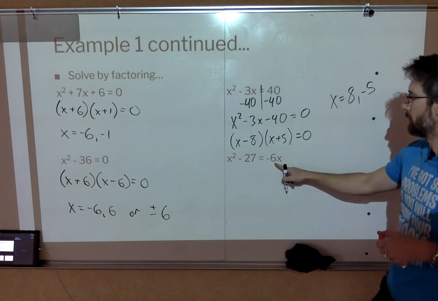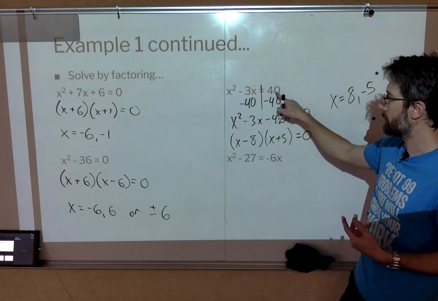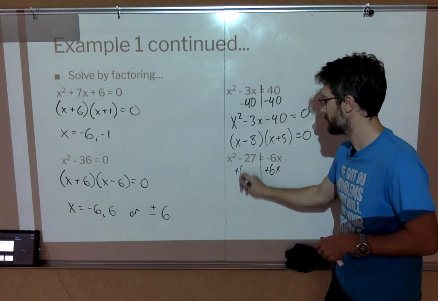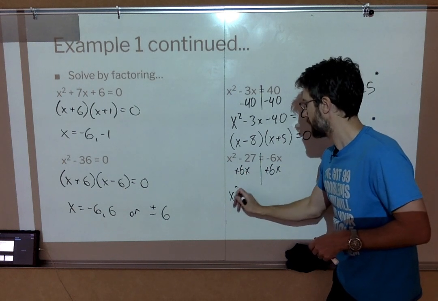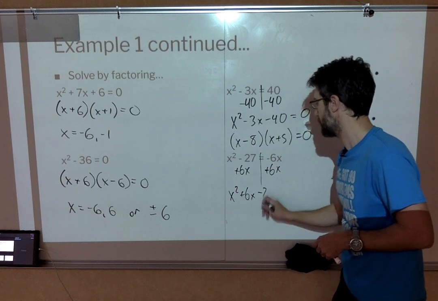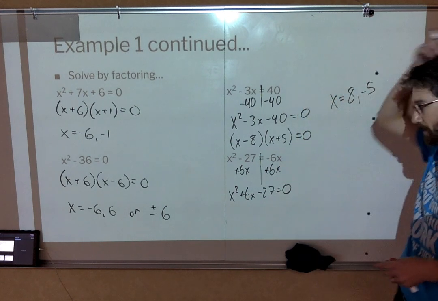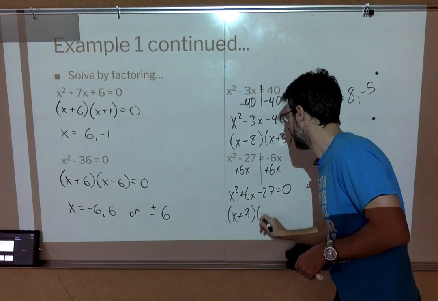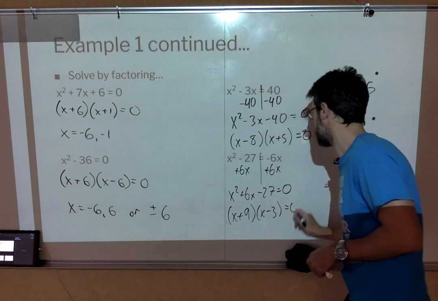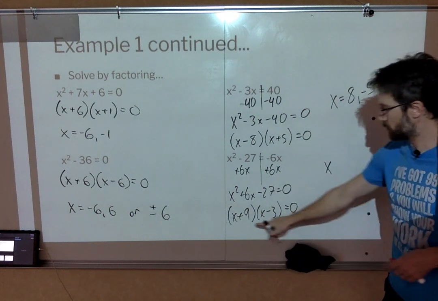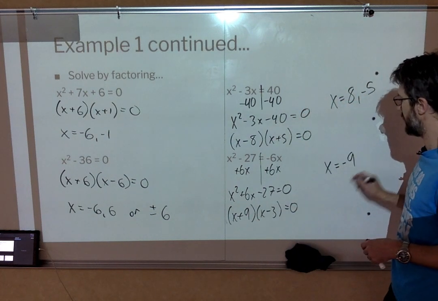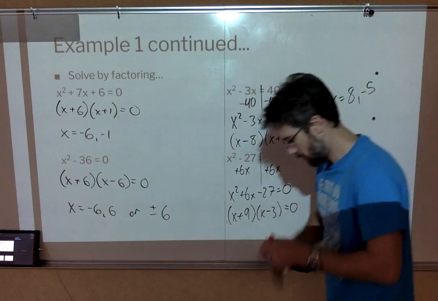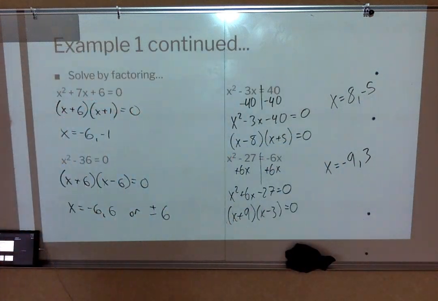Same thing with this one. It's not just a number on the other side like this. Doesn't matter. I can take that 6x and I can add it to both sides to move it over here. x squared plus 6x minus 27 equals 0. Now I've got something that factors. Plus 9 and minus 3. That's going to be true when x is equal to negative 9, so flip the sign, and positive 3, flip the sign there. All right, let's get into some tougher ones now.